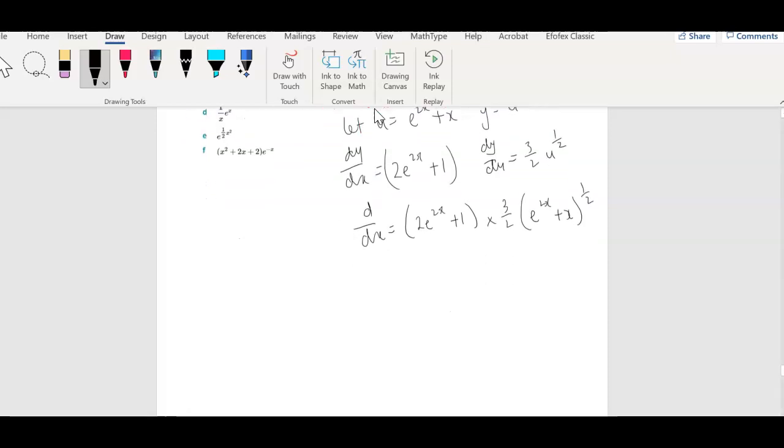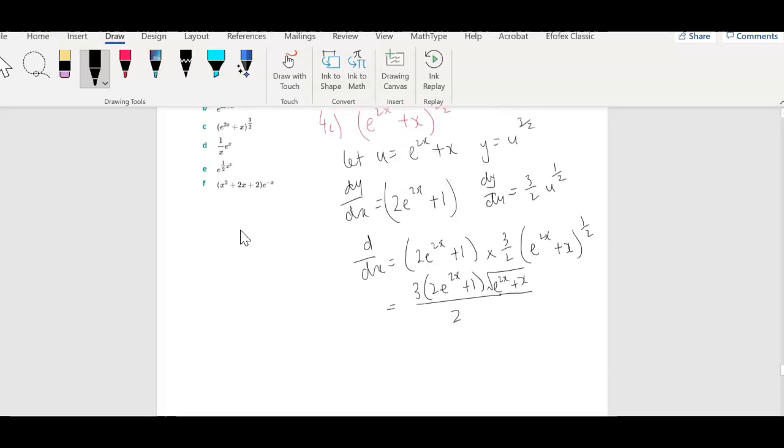All right, we do need to tidy that up. Because of this fraction 3 on 2, the 2 is on the bottom and the 3 is on the top, and then we've got 2e to the 2x plus 1, and then to the power of a half, so it's going to become the square root of e to the 2x plus x. Just extend that line, or it's called a vinculum, so that it covers everything.